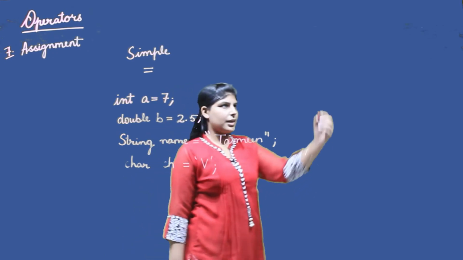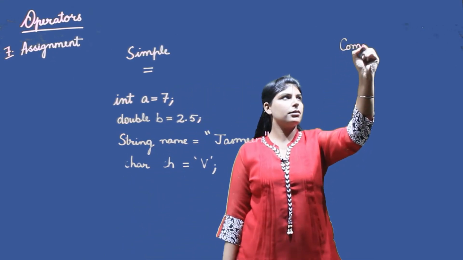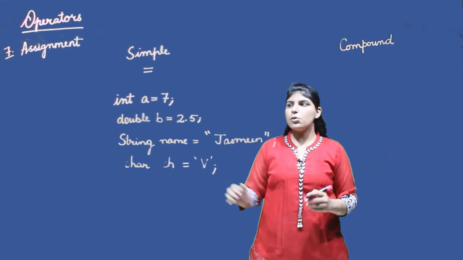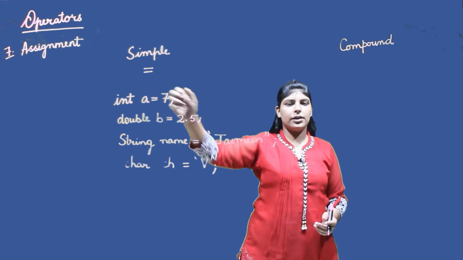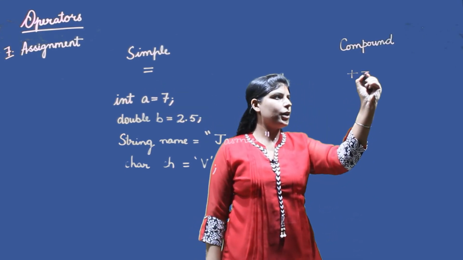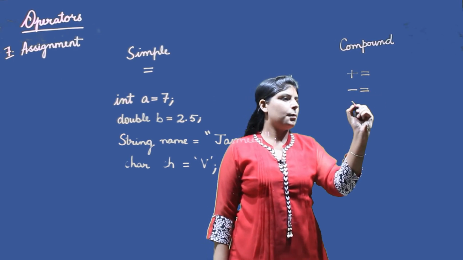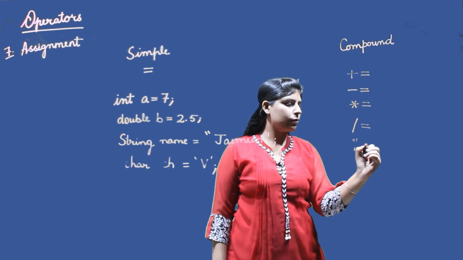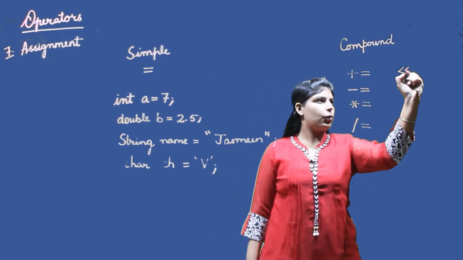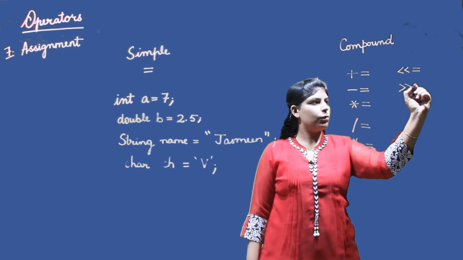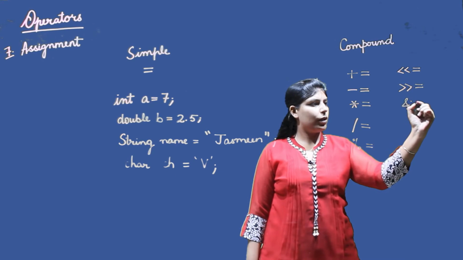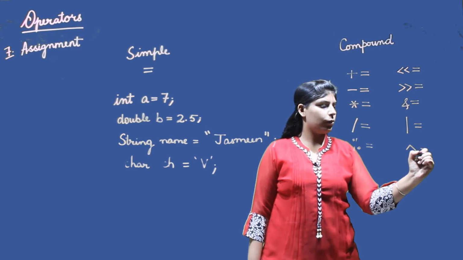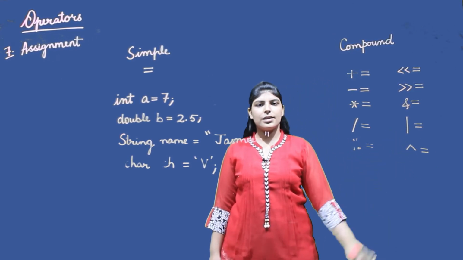Next we have compound assignment operator. In compound assignment operator, we use another operator along with the equal to sign. In Java, we have plus equal to, minus equal to, multiply equal to, divide equal to, modulo equal to, left shift equal to, right shift equal to, bitwise and equal to, bitwise or equal to, and bitwise XOR equal to. Now what do these operators mean? Let's see that with the help of an example.